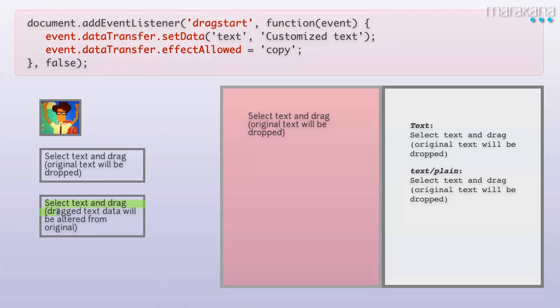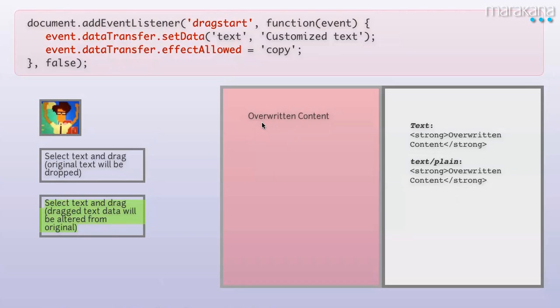But you could get fancy. Let's say I grab this text and drag it. What has been drag and dropped is different. So we've added some HTML into it. I don't know if people can see that. So it says strong, overwritten content, in strong. So basically, you can kind of hook in at different levels and do some very powerful things.